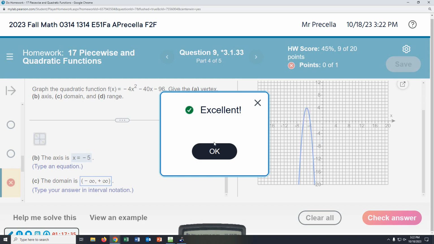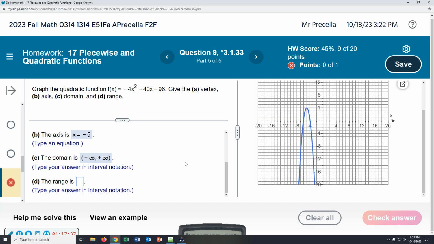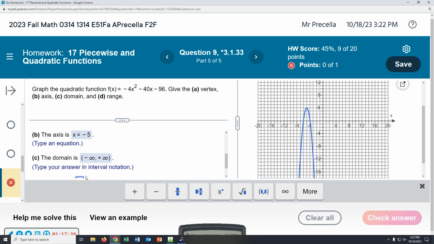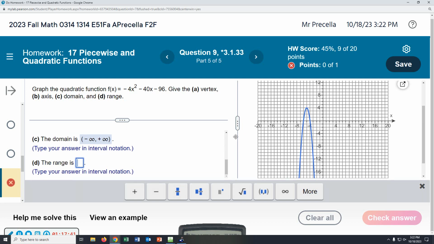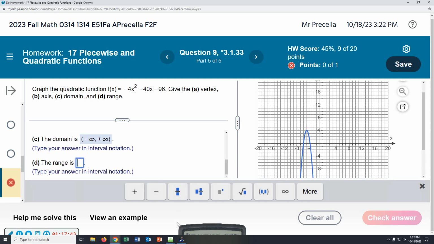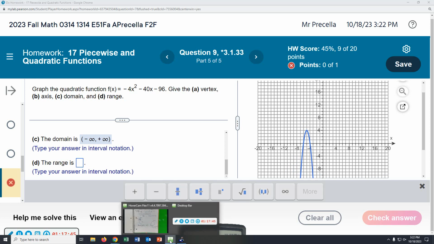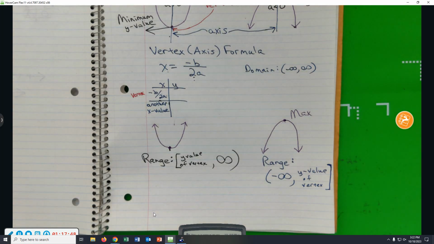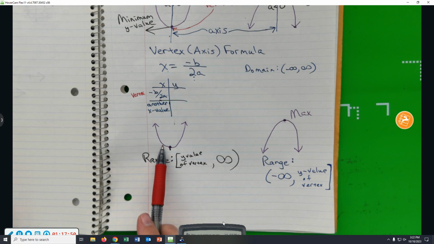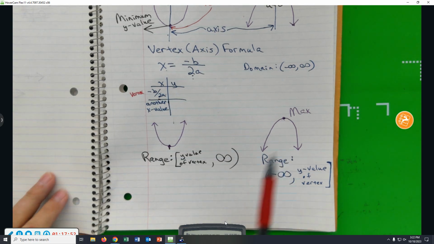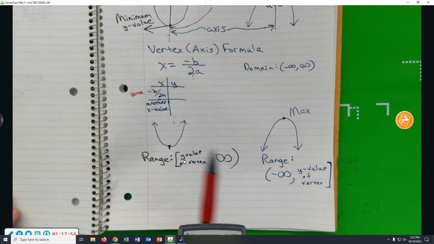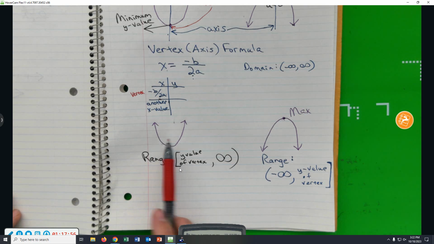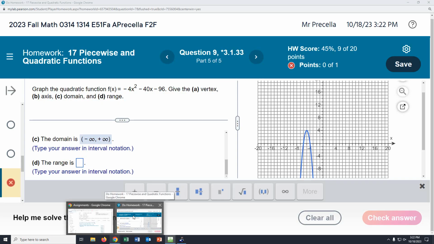Okay, good. And for the range, remember what we said over here. Let's see. Look back at my paper, Tony. Which situation do we have? Do we have a case A or a case B? The parabola that we graphed just now, is it a case A or a case B? Was it opening up or was it opening down? It's opening down.